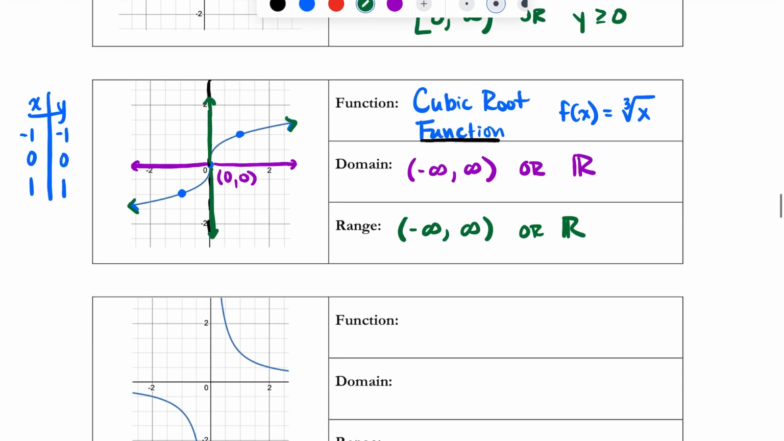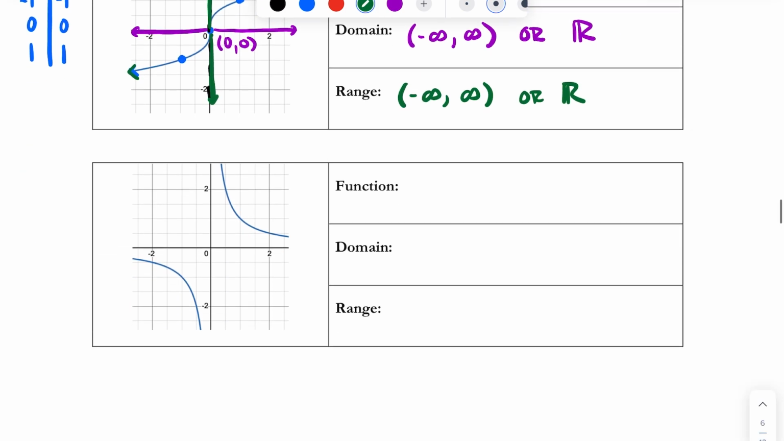Okay, let's go to our last one here. This one looks a little bit different. We haven't seen this one before. This graph right here is what's called the rational function. And we're going to do a whole unit on rational functions in the future here, but we want to introduce its basic shape. Now the key word there is ratio. And we talked about it previously, but a ratio is just another word for a fraction.